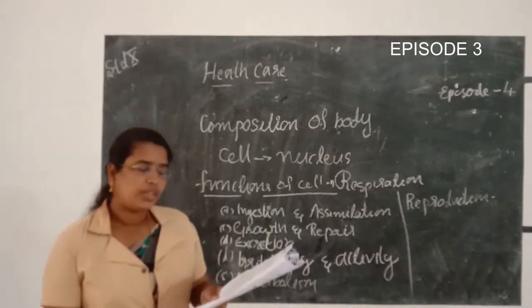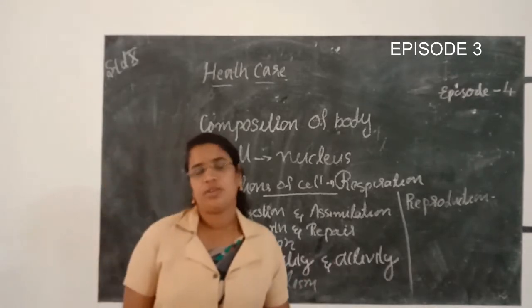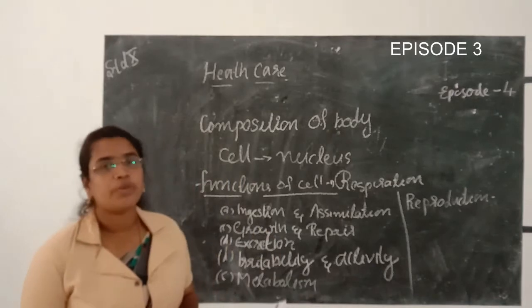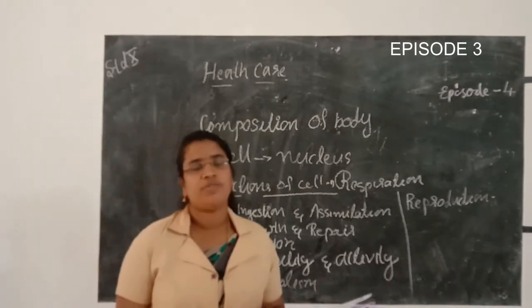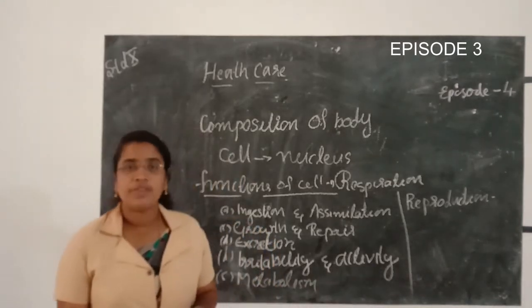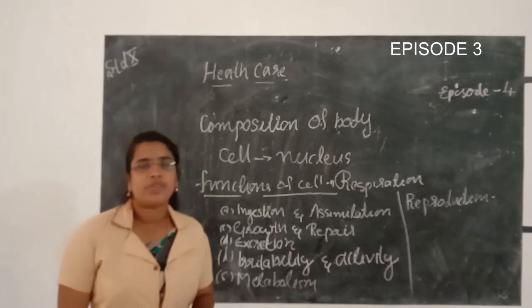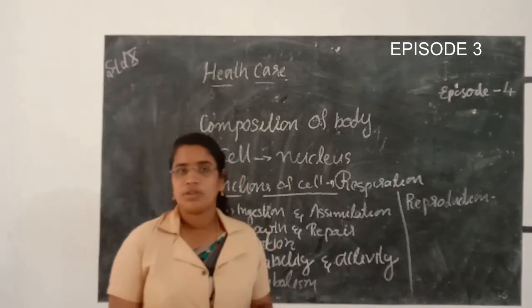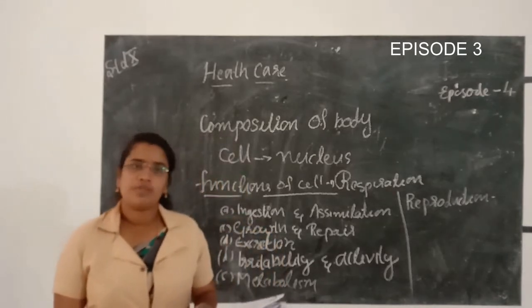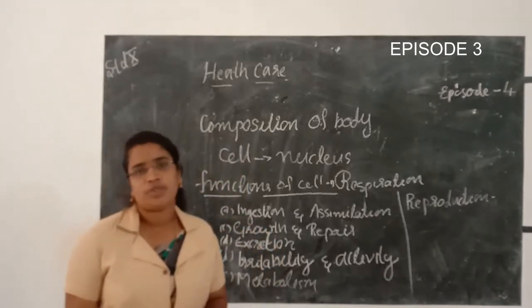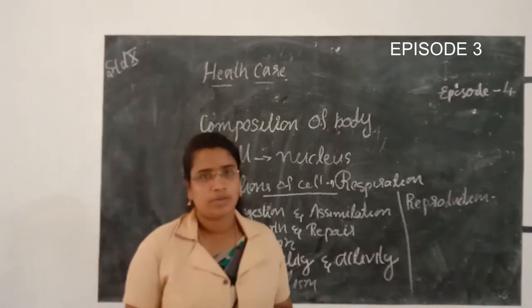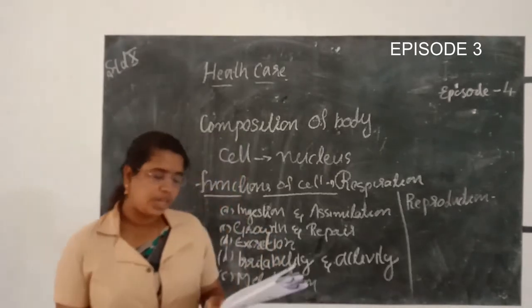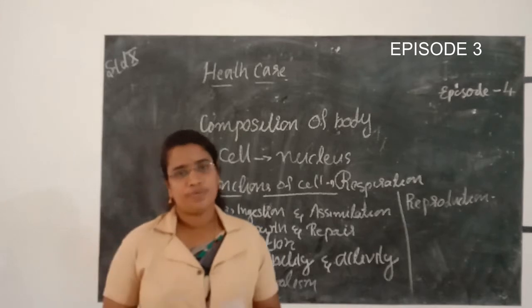Then reproduction. Cells are reproduced by cell division. But some cells cannot be regenerated once they are lost, for example, the central nervous system consisting of nerve cells. Okay. These are the functions of cells.